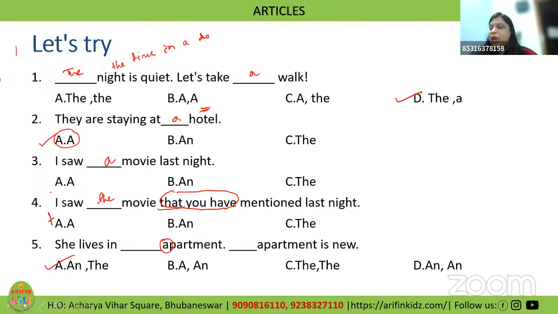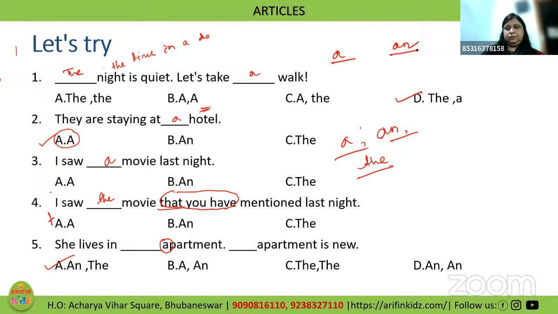So we are thorough about where we use a, where we use an, and where we use the, right? We are done with all the 5 questions. Now quickly tell me, where do we use a and where do we use an? Quickly. Yeah, Urshita, "I saw a movie." Yes, correct.